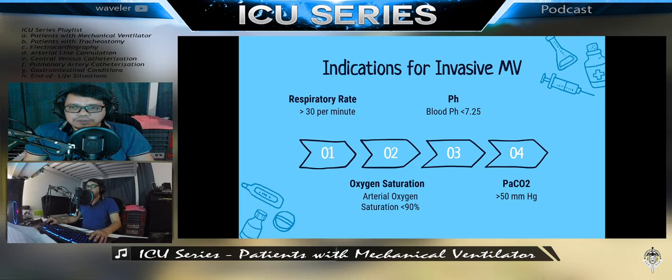it's an indication for invasive mechanical ventilation, because it's already showing acidosis, because the normal pH is only from 7.35 to 7.45. Also, if the PaCO2 is more than 50 millimeters of mercury, it means that the patient is already in respiratory acidosis, and the normal PaCO2 is only from 35 to 45. So these four are already indications for invasive mechanical ventilation.